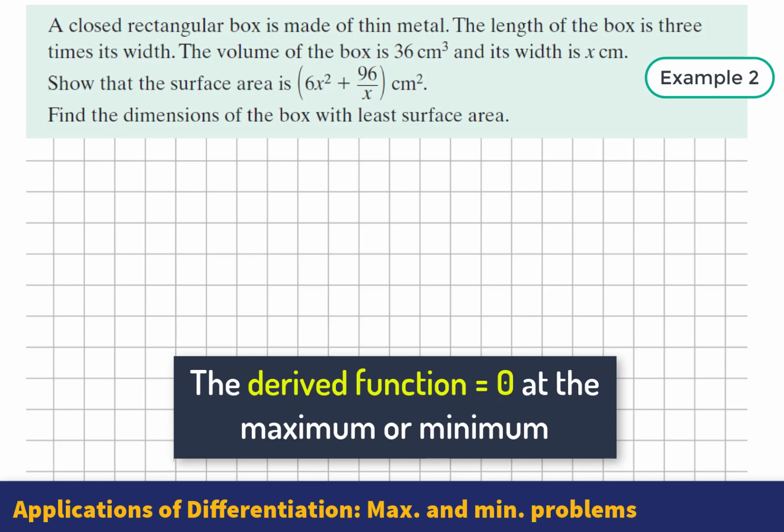In this question, we're told a closed rectangular box is made of thin metal. The length of the box is 3 times its width. The volume of the box is 36 centimeters cubed, and its width is x centimeters. And there's two questions being asked. Firstly, we're to show the surface area is given by 6x squared plus 96 over x in centimeters squared. And we're asked to find the dimensions of the box, which has the least surface area.